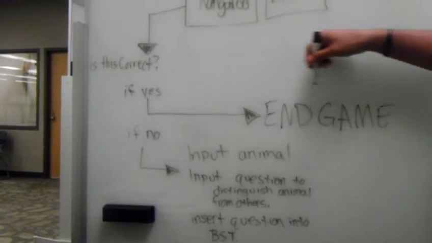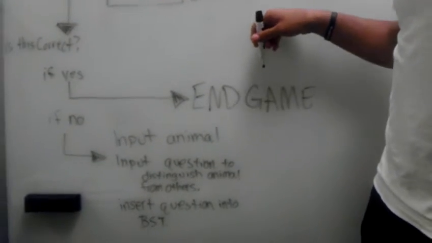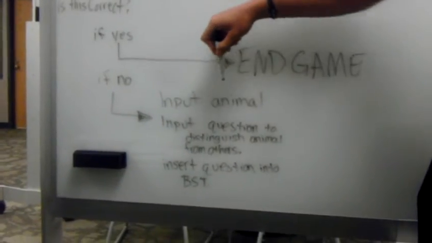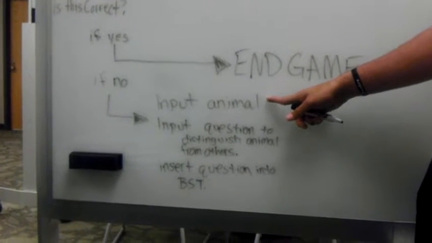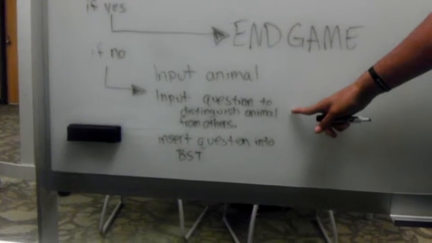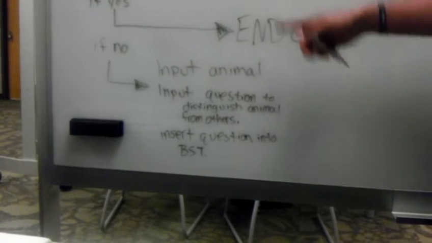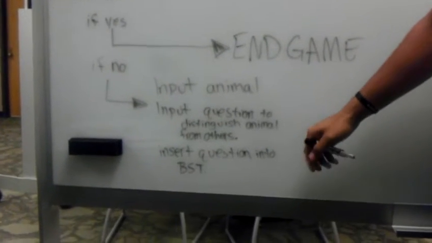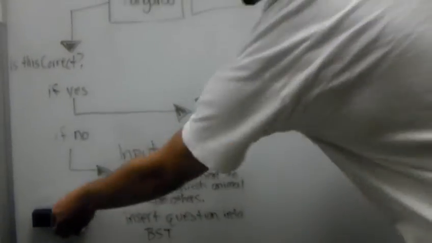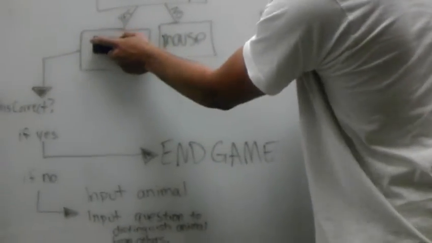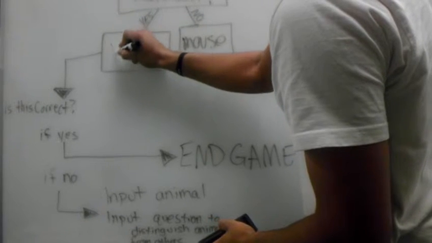If it is correct, then the game is over. You end the game. If it's not correct, you ask the user what they are. You let them input the animal, and you ask them a question to distinguish it from a kangaroo. And then you input that question to where the kangaroo was.